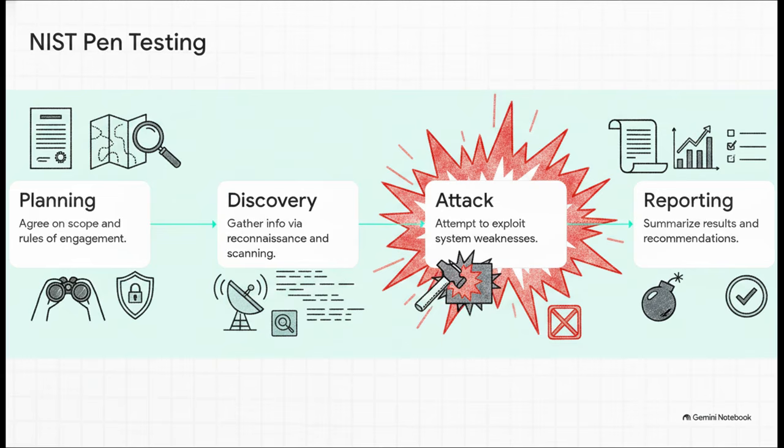Next up is discovery, which is a combo of manual reconnaissance and automated scanning. Then comes the attack phase, where testers actively exploit the system using tools like Metasploit. And finally, reporting, which summarizes the results and provides your remediation recommendations.